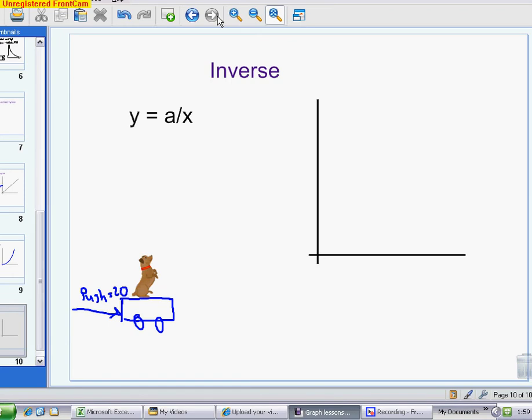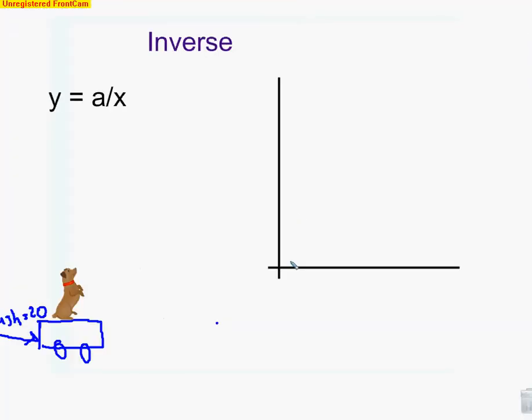The third type of graph we're going to look at is inverse. An inverse relationship might happen if, say, physics dog is on a cart and we're pushing with a constant push, let's say 20 units of pushing force. And we want to measure how fast physics dog speeds up. That's actually called acceleration. We'll be talking a lot more about that.